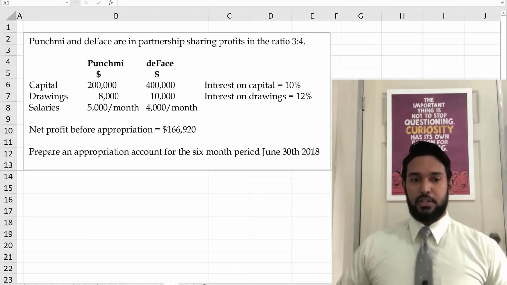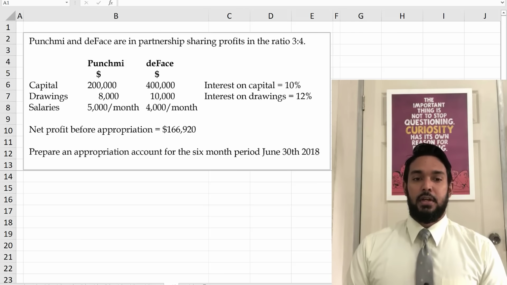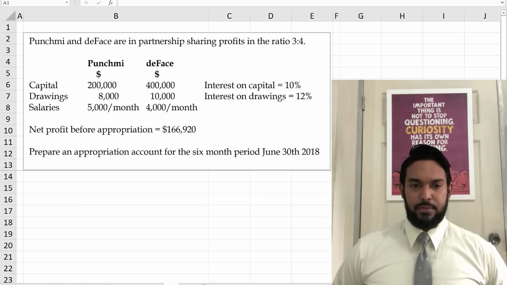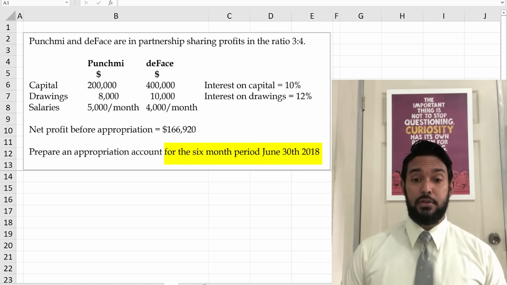Okay guys, so last two examples. So we have Punch and Me, Inc., in partnership, sharing profits in the ratio 2:4. So we have information for capital, drawings and salaries. We have salaries per month, net profits. Prepare an appropriation account for the 6-month period to June 30th, 2018.